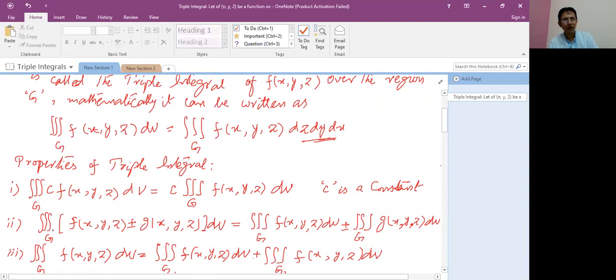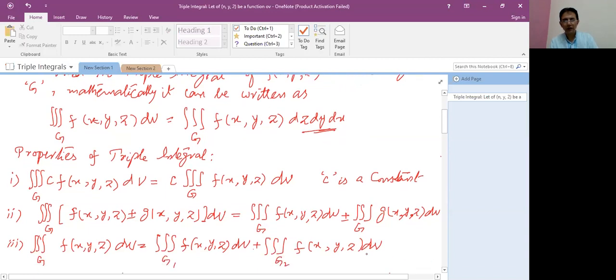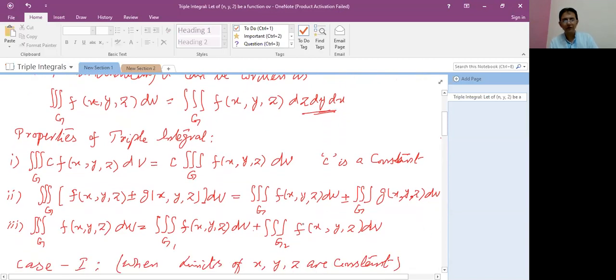Now the second property of the triple integral is, if we have two given functions f of x, y, z and g of x, y, z, and we add or subtract them, it is equal to the triple integral over G of f of x, y, z into dv, and we separate them into dv of both functions, then we integrate. It is now the second property. It means there is no effect when we apply this property, whether you find the result in this way or in this way.